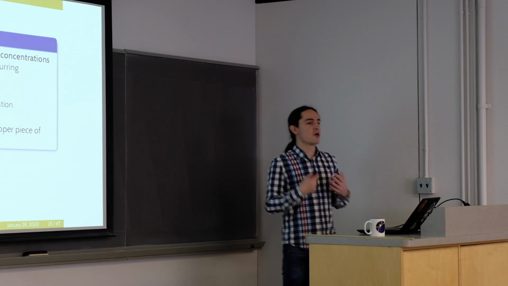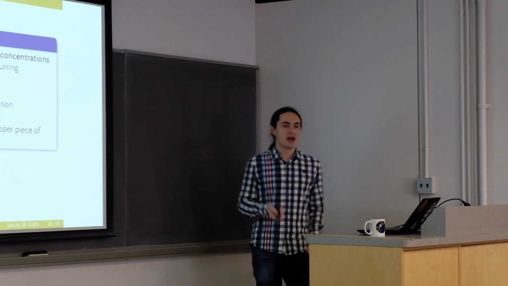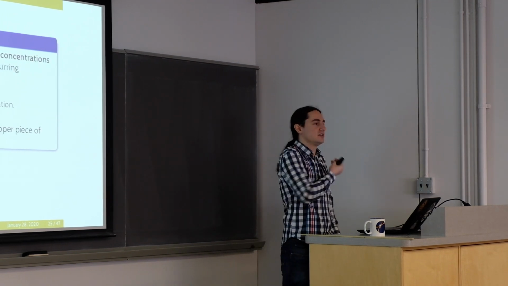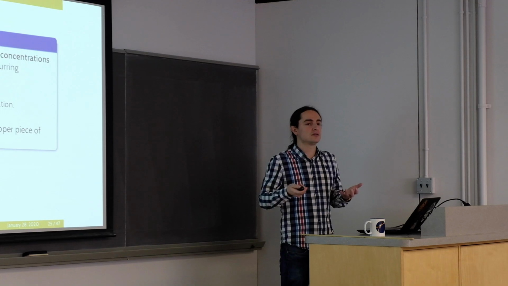So the problem we have: we checked that we can totally detect the uranium-238 and thorium-232 ions with that. The problem is how we calibrate these measurements. So the idea we had is to form these other reference materials, to measure also these standards, where instead of uranium-232 and 238, and thorium-232, we would add these non-naturally occurring isotopes of uranium and thorium, 233 and 229, and have this copper with the known amount.